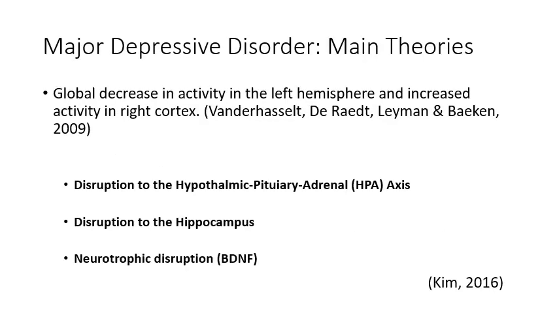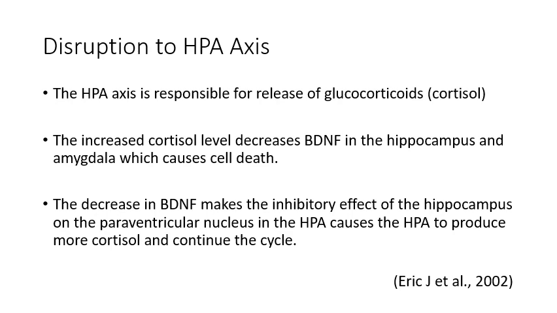Moving on to major depressive disorder, the first thing is the global decrease in activity in the left hemisphere and an increased activity in the right cortex. The second thing is there's a disruption to the hypothalamic pituitary adrenal axis, disruption in the hippocampus, and neurotrophic disruption, specifically BDNF. So starting at the HPA axis, the HPA axis is responsible for the release of glucocorticoids or cortisol in humans.